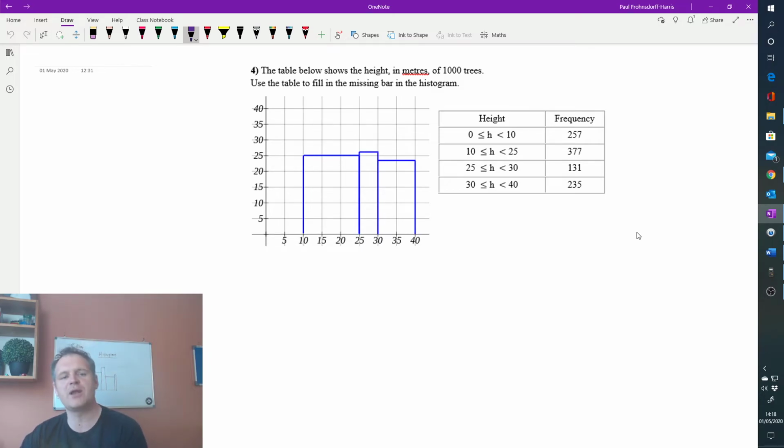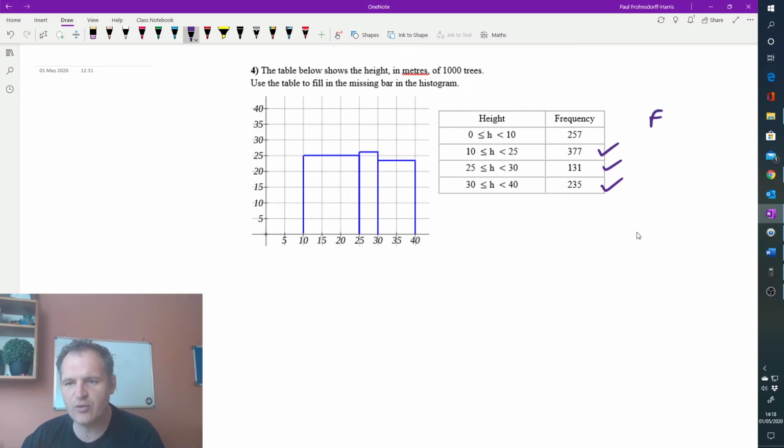The table below shows the height in metres of 1,000 trees. Clearly Mr. Beast's been around, he's planting all his trees again. We've done 10 to 25. We've done 25 to 30. We've done 30 to 40. What it wants is the missing bar. So we need to do this one.